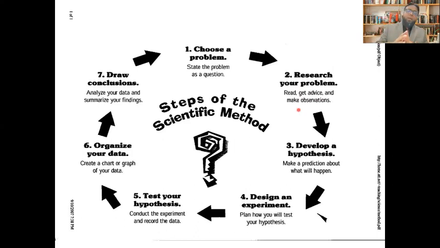Based on your observation, you develop a hypothesis, a tentative guess to solve this problem. After that, to find out whether the hypothesis is wrong or right, you have to design an experiment and plan how you will test your hypothesis. Then after the experiment, you come to know which hypothesis is justified. Test your hypothesis, conduct the experiment, and record the data.